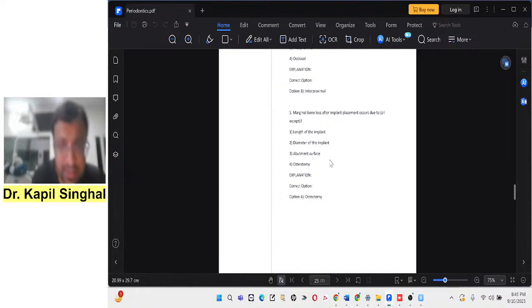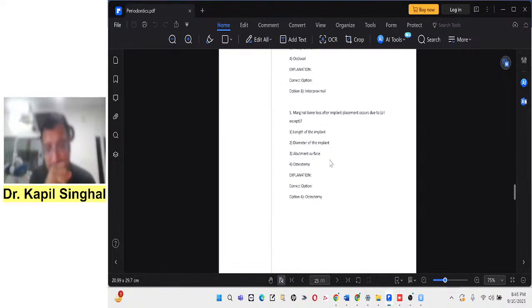Marginal bone loss. What do you mean by marginal bone loss? At the implant crest, after implant placement, it occurs due to all except: length of the implant, diameter of the implant, abutment surface and osteotomy. Now, you have placed an implant, and they are asking that marginal bone loss can occur due to all of the reasons except. See, if the length and diameter of that implant is less, when the patient bites with that implant crown, the forces can lead to bone loss. So these are ruled out.